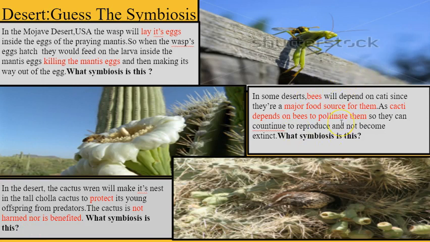So now we are going to be looking at scenario number 2. Now scenario number 2 is occurring between bees and cacti. So the bees are depending on the cacti as a major food source, while the cacti are depending on the bees to pollinate them. So in this situation, the bees and the cacti are both benefiting. So you should have come up with that this is a mutualistic relationship.